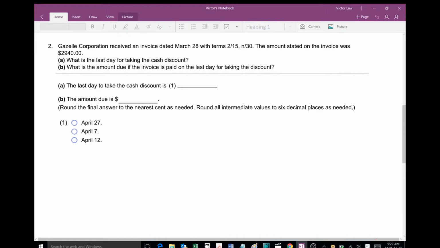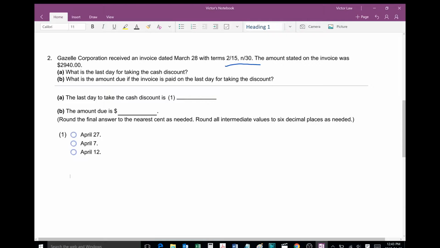Question two. Gazelle Corporation received an invoice dated March 28 with terms 2/15, net 30. The amount stated on the invoice was $2,940. A. What is the last day for taking the cash discount? B. What is the amount due if the invoice is paid on the last day for taking the cash discount?